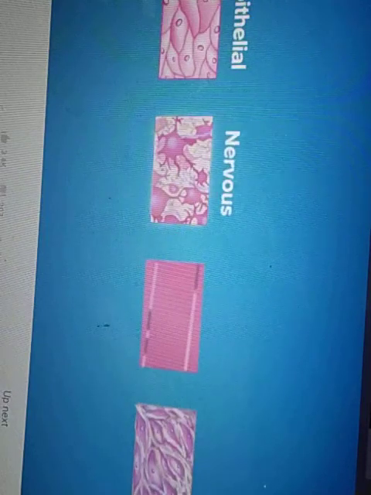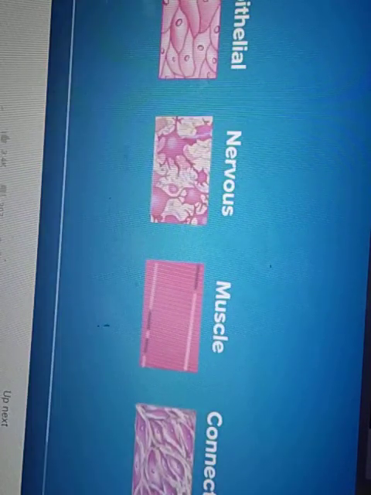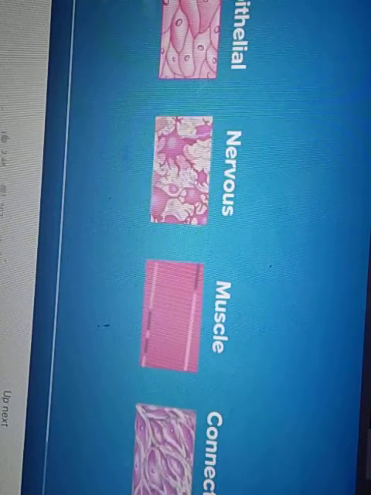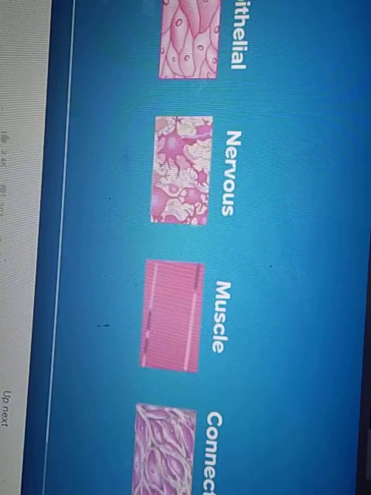Now, since tissues are present in all the animal bodies, these are called the animal tissues. Now we'll discuss the types of animal tissues. Based on the function performed by various tissues, they are of 4 types. So you have seen there are 4 types of tissues present in animals. One is epithelial tissue, nervous tissue, muscular tissue and connective tissue.